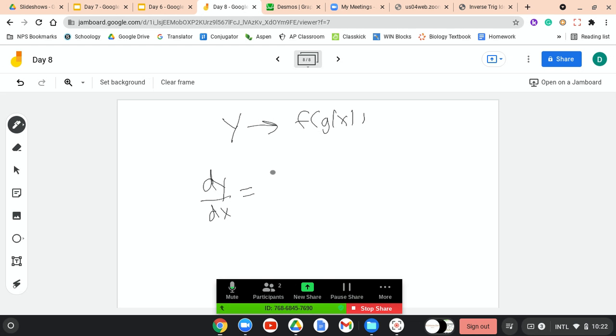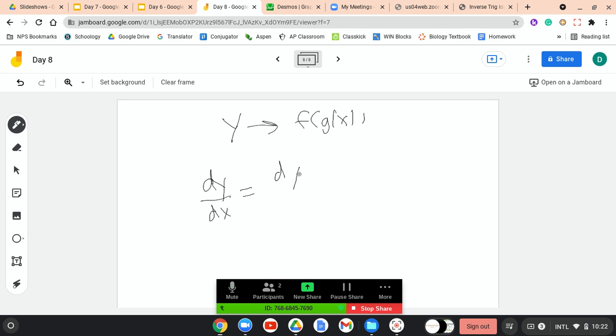Yeah. You see that in Leibniz notation. All right. And how we write it in Leibniz notation, let me just make sure I'm getting it right, is we say that it's equal to dy over du times du over dx. And u is g of x. So if u is g of x, can you see how dy over du is the derivative of f of g of x with respect to g of x? Yeah. So that's the same thing as f prime of g of x, right?